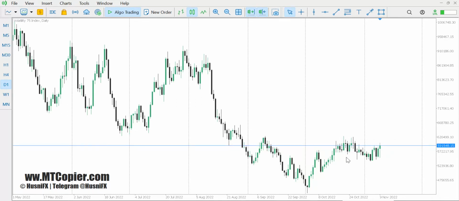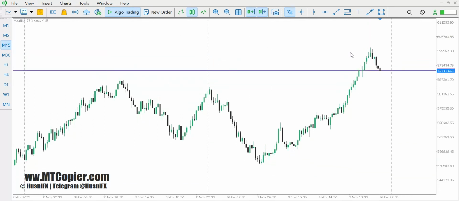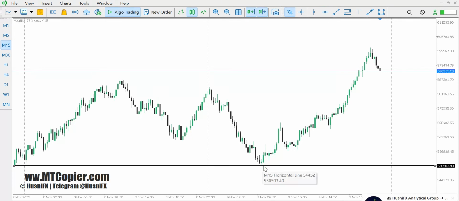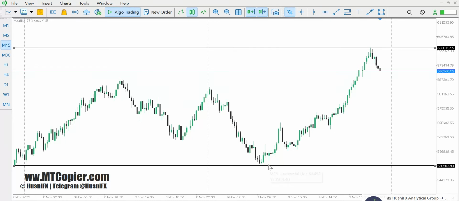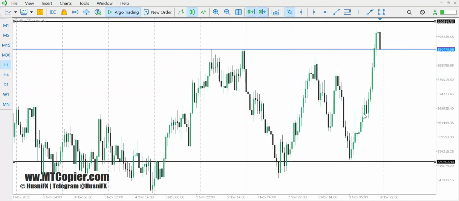So if I show you what I mean, for example, I'm in 15 minutes. So this is the low of the day, okay? This is the low of the day. This is the high of the day, the current high. So the market was buying all day today. So from 1 minute till 1 hour, it shows you the day.